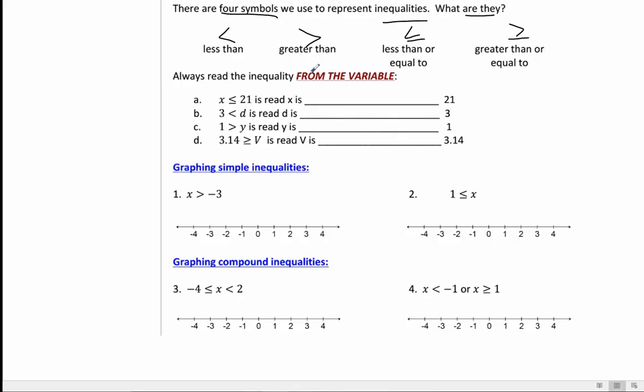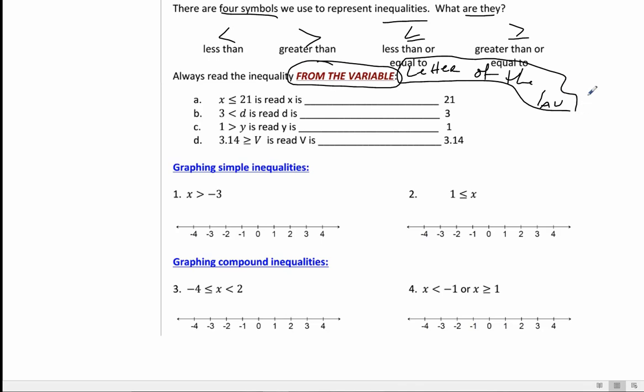So I want to write these down here. Remember, we always read from the variable. What? From the letter. The letter of the law. I don't know what that means, but it's a saying. I think it means following the law. This is kind of a law. Like, math is like a law.